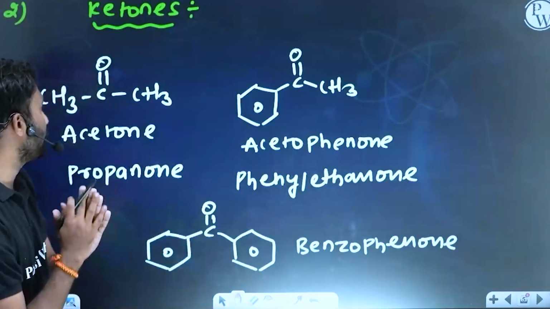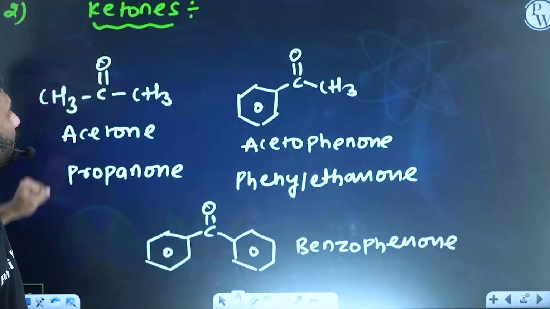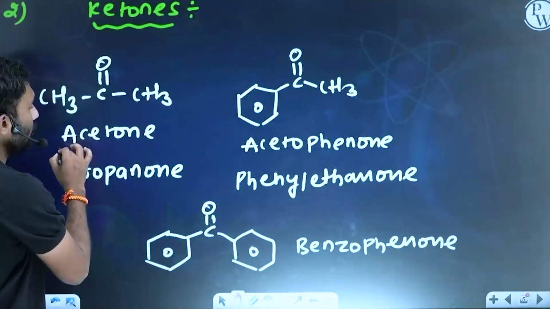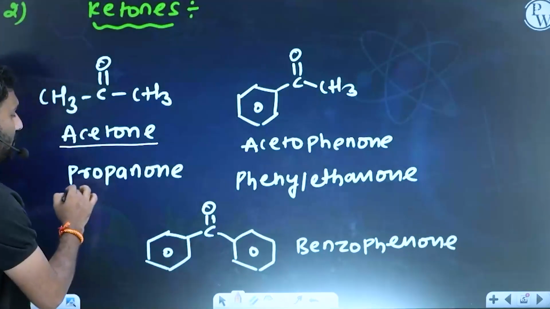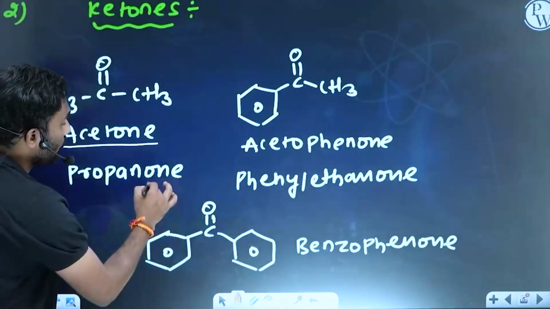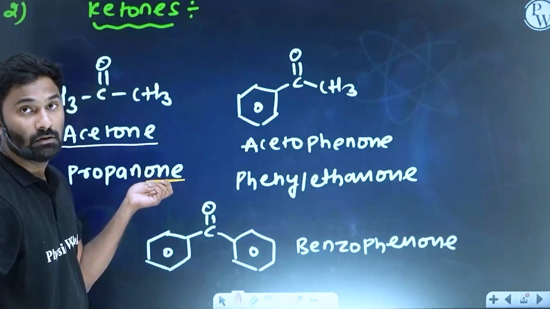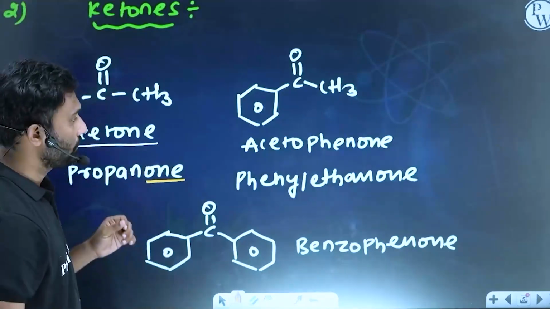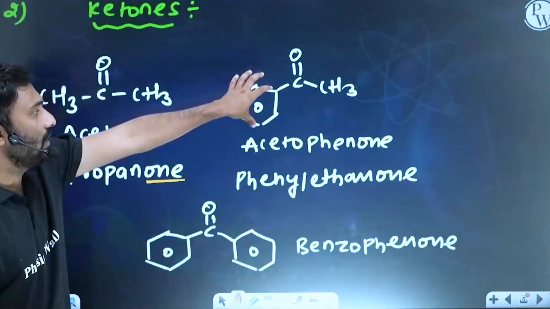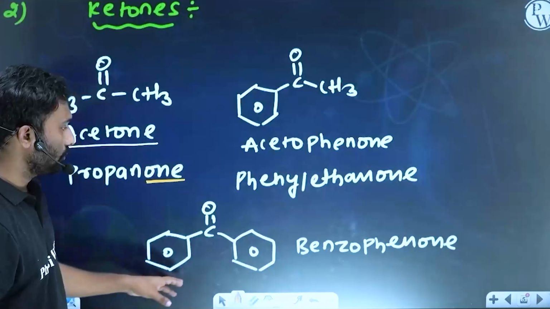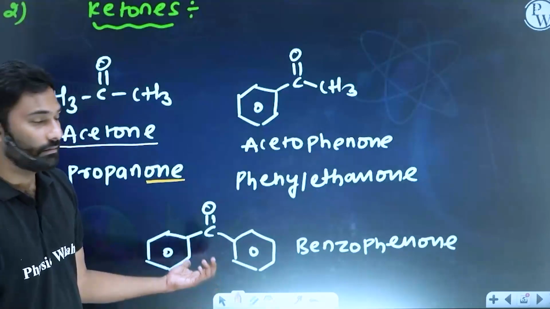Okay, next, for the ketones. Now let's look at ketones. Here the middle is the carbonyl group, so this is the ketone group, with CH3 on both sides. Now what is the common name for this one? This is acetone. The IUPAC name is propanone, where one is the functional group suffix we have to use. Now next, this is acetophenone. This is benzophenone. Clear?